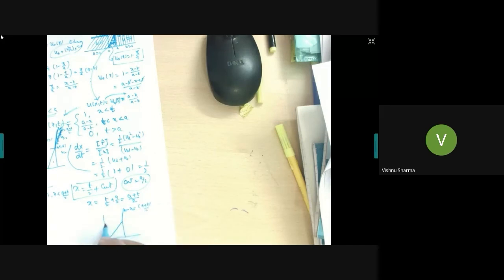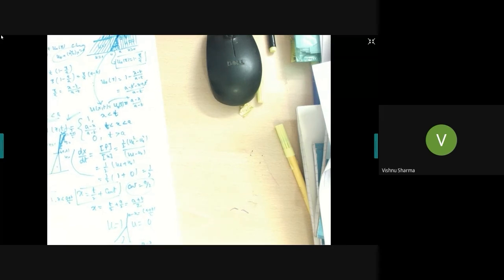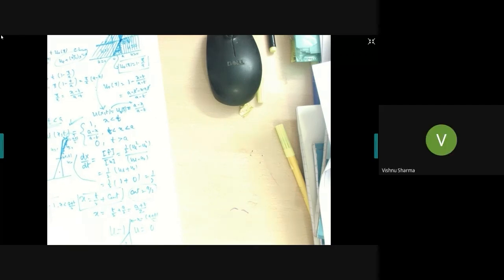Here, u is equal to what? 1 on the left. Here, u is equal to 0. And here, u is equal to, we have determined, a minus x upon a minus t. Is that right? So look here, for t greater than a, the solution is 1 when x is less than a plus t by 2, and the solution is 0 when x is greater than a plus t by 2.